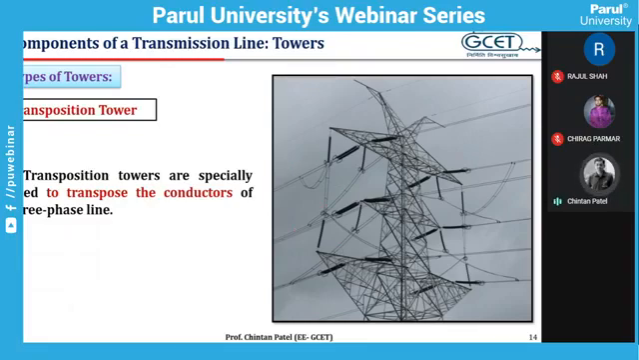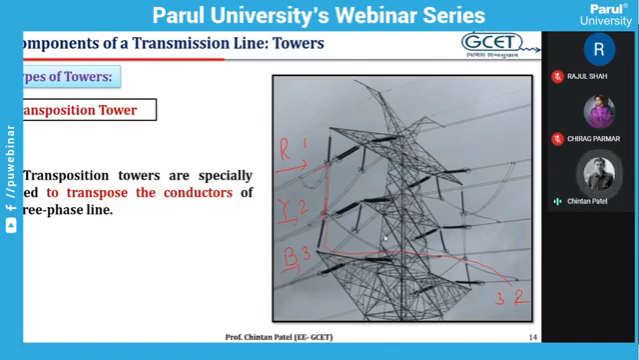In this picture, you can see the transmission line is coming from this side. Let's say this R, Y, and B. This R phase is at position 1, Y phase position 2, B phase position 3. So from this position number 1, this R phase is connected to position number 3. So now from R1 it becomes R3. Similarly, this B and Y position are also changed accordingly. So the tower on which this transposition is carried out is known as the transposition tower.